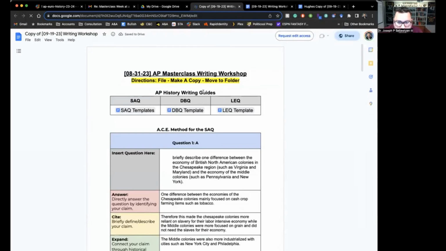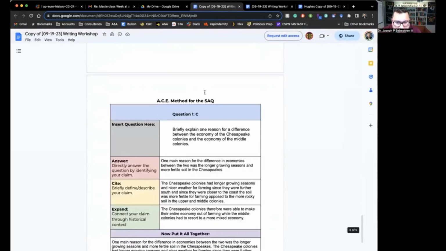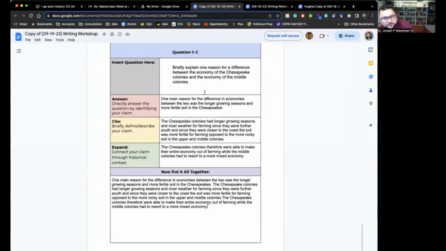Cool. Thanks, Bryce. Yeah. So we're looking at, where are we at? Okay. Briefly explain one reason for a difference between the economy of the Chesapeake colonies and the economy of the middle colonies. One main reason for the difference in the economies between the two was the longer growing seasons and more fertile soil. Okay, there's two reasons, but sure.